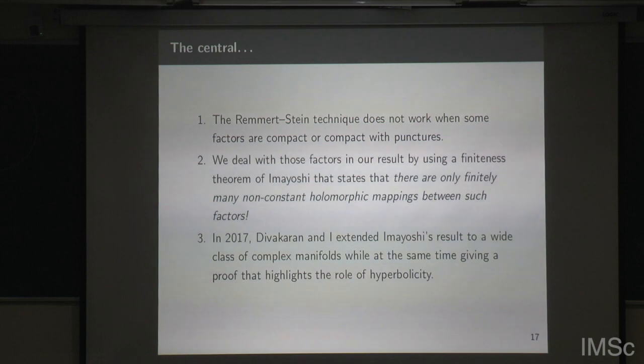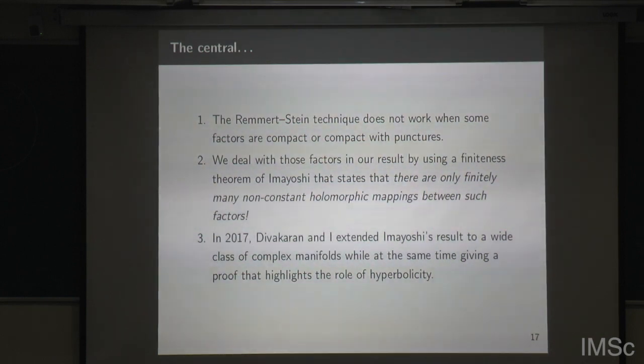So a result of Imayoshi says that if you have a compact hyperbolic Riemann surface or a compact hyperbolic Riemann surface with finitely many punctures, then the collection of holomorphic mappings between two such surfaces is automatically finite, the non-constant ones of course. So in 2001, Divakaran and I extended Imayoshi's result to a wide class of complex manifolds. I am not stating the result here because the statement is a bit long and technical. At the same time, we gave a proof that highlights the role of hyperbolicity.